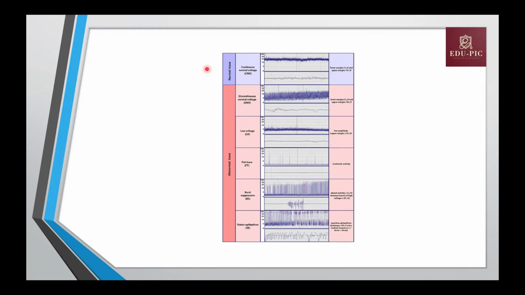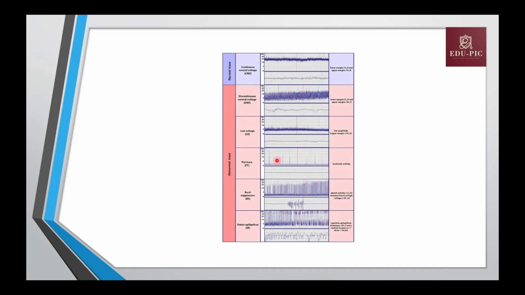Without going into much detail, as we have a separate talk about CFM, this is normal. This is a bit abnormal, but still acceptable. So a bit encephalopathic, but can be reversible. This is what we call low voltage. Again, this means encephalopathy, but at a much higher level in comparison. So this is a bit scary. This is the flat trace, which is really scary because it might be a precursor of brain death.